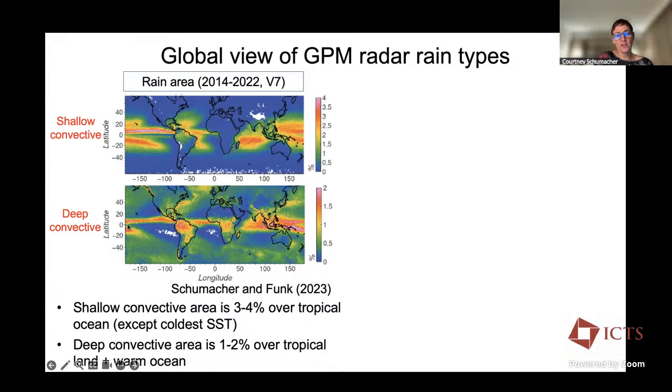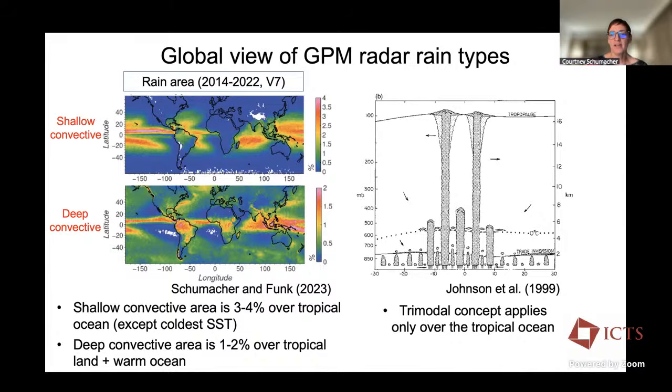And then deep convection, it's both over the ocean and over land. So we see these nice ITCZ features. And then you get a lot of deep convection over hotspots like the Amazon, Congo, the maritime continent, even some interesting features over the Indian subcontinent. Deep convection, again, is even less area, 1 to 2%. Physically you just can't cover a lot of area with convection, based on the strong updrafts and then the subsidence outside of it.